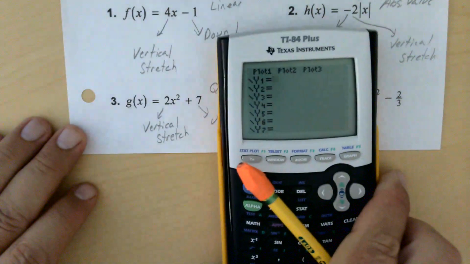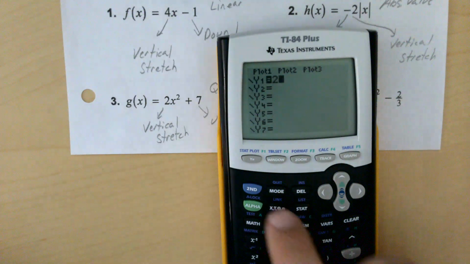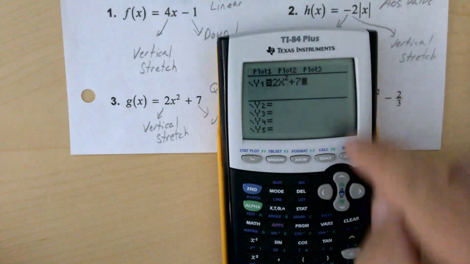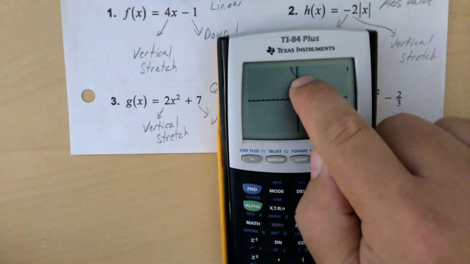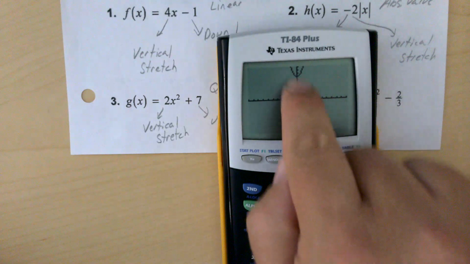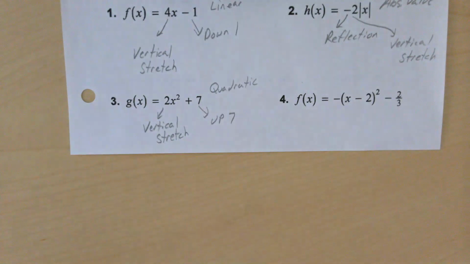So here you can see what we're going to see is a very skinny u that is up 7. So I have 2x squared plus 7. So it's going to be up here, up at the top there. Right there is the starting point. So it shifted up 7, and it's going to be stretched out because of that 2. Okay, that's what I want you to be able to see.